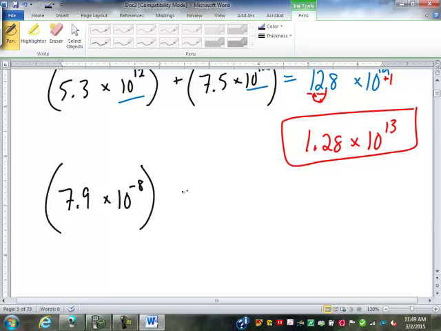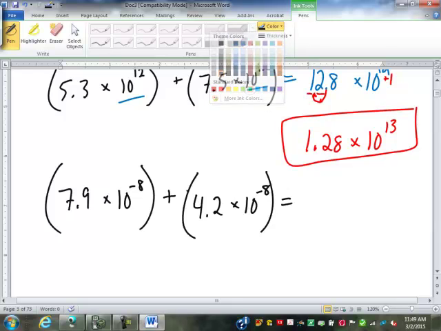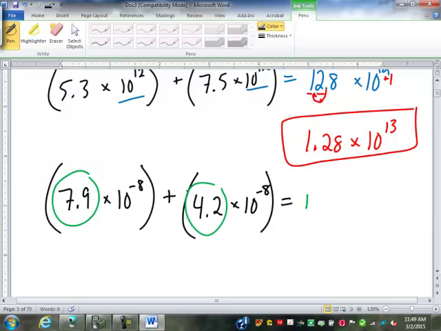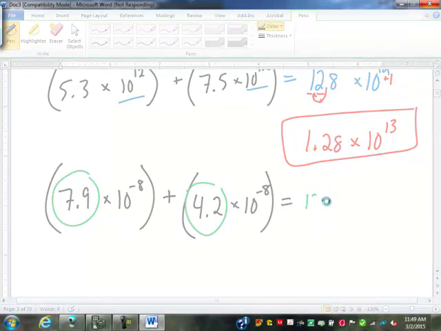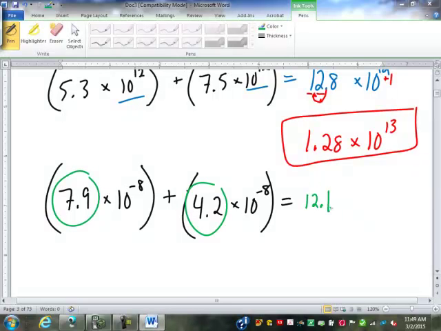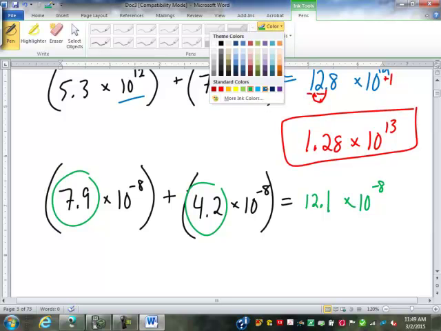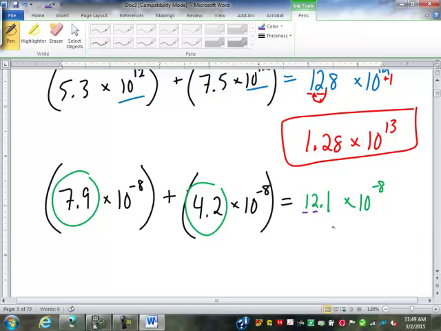Let's say we have 7.9 times 10 to the negative 8 plus 4.2 times 10 to the negative 8th. Now again, we have the same power of 10, so it doesn't look like there should be any problems there. We go ahead and combine the count. 7.9 plus 4.2 is 12.1. And we keep the same name, times 10 to the negative 8th. Once again, we have 2 digits in front of the decimal point here, so we're going to have to move that decimal point over 1.